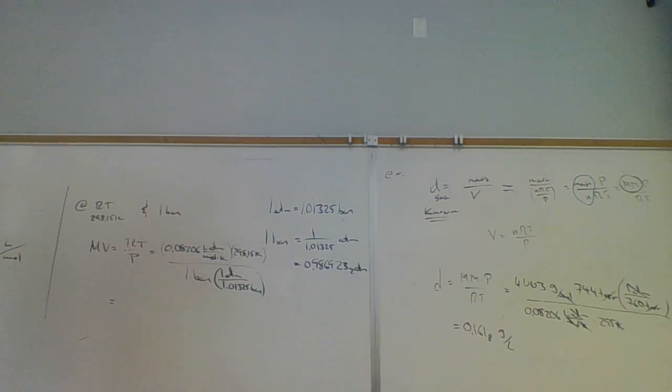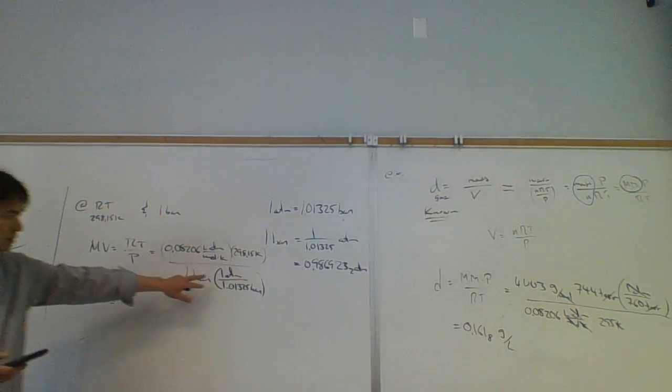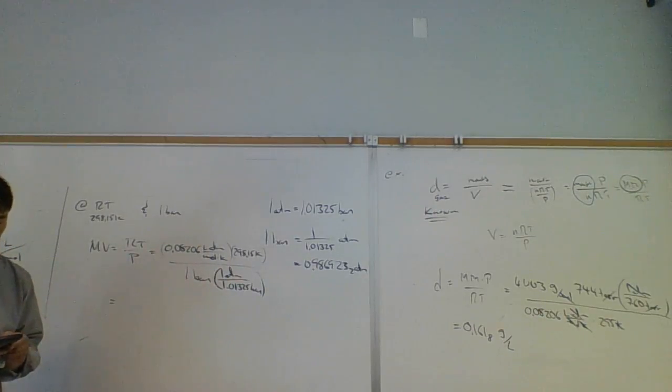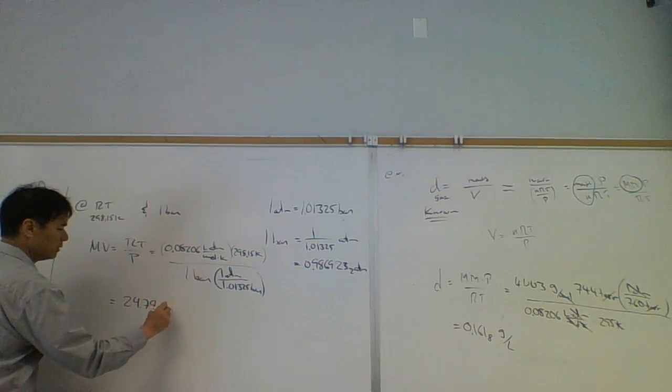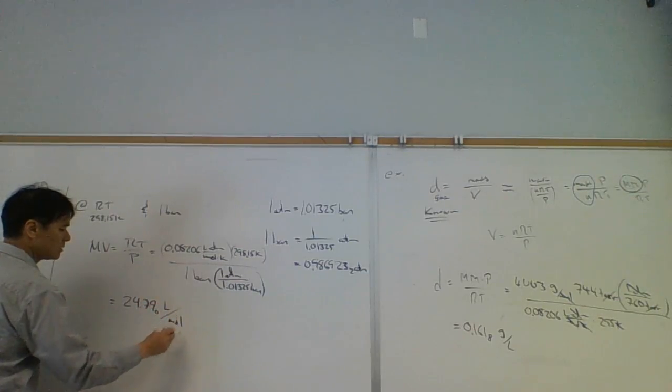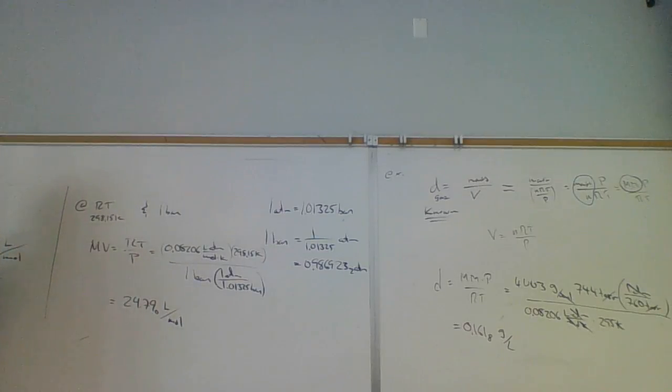So 0.08206 times 298.15. Okay, I divide by a fraction, so I'll invert and multiply. Times 1.01325. 24.790. 24.790 liters of gas per mole of gas. And so this would be the molar volume of gas at room temperature and 1 bar.